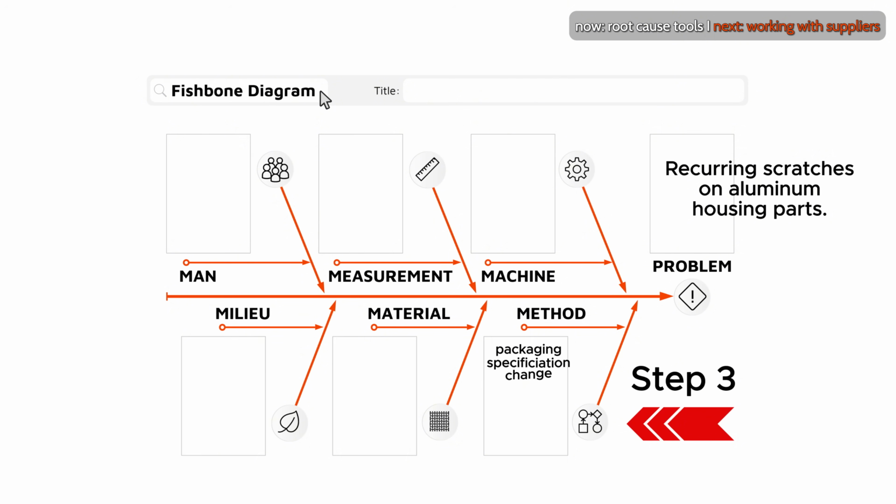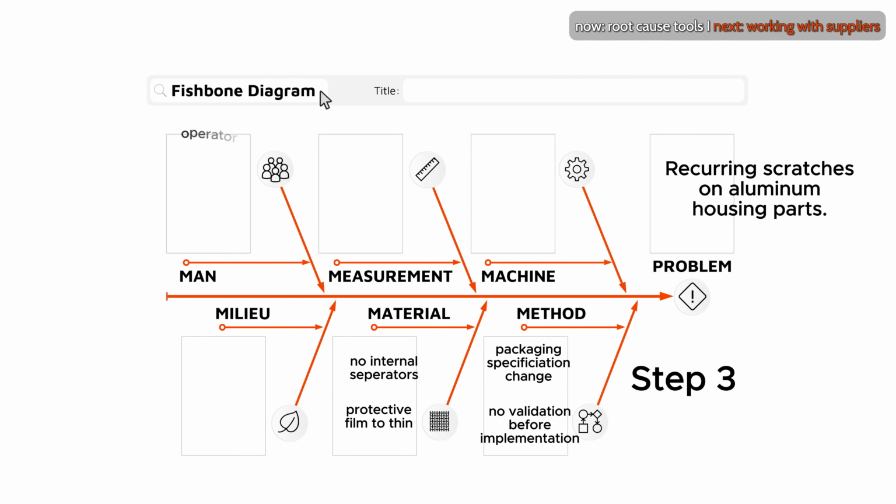Under method, packaging specification changed. No validation before implementation. Under material, no internal separators. Protective film too thin. Under man, operator unaware of packaging change. No final packaging inspection. The Fishbone explores all possibilities before narrowing down.